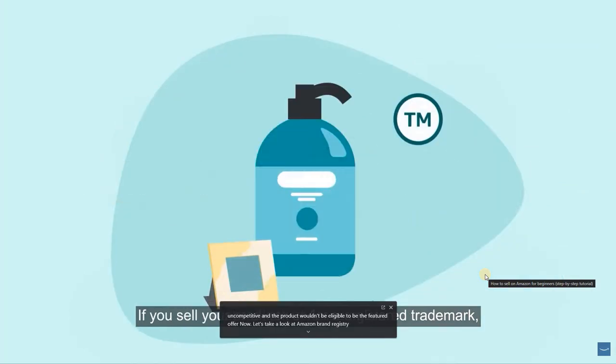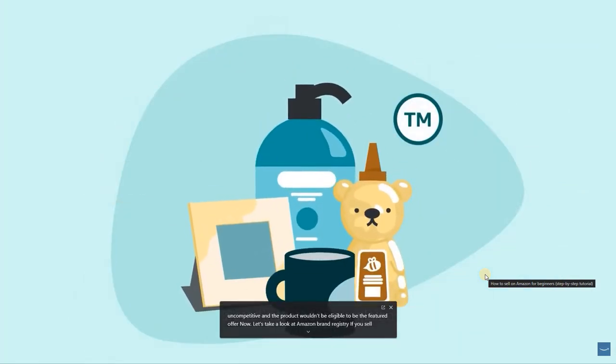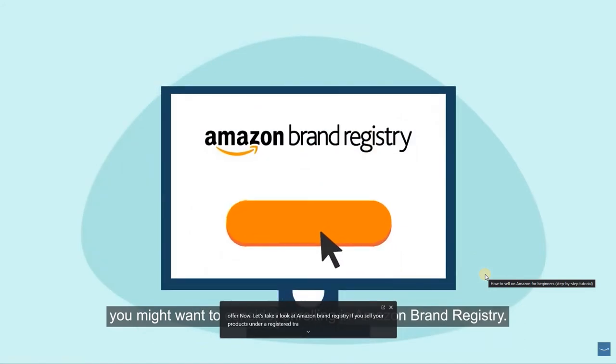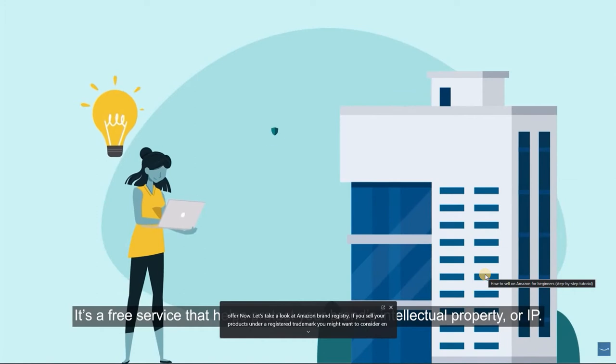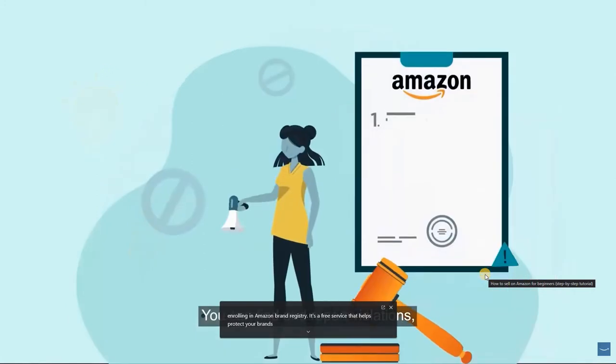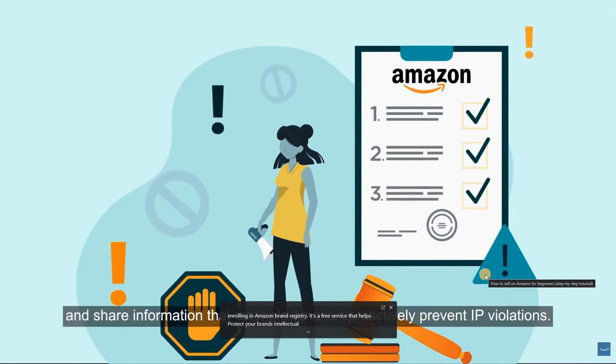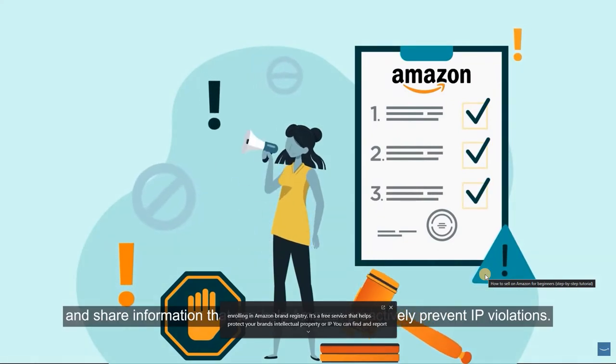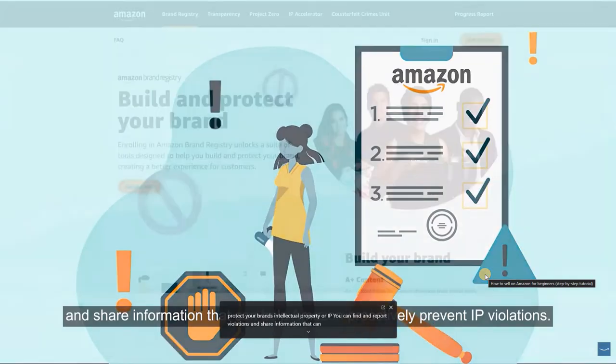Now let's take a look at Amazon Brand Registry. If you sell your products under a registered trademark, you might want to consider enrolling in Amazon Brand Registry. It's a free service that helps protect your brand's intellectual property or IP. You can find and report violations and share information that can help Amazon proactively prevent IP violations.